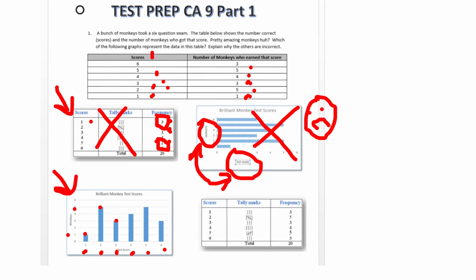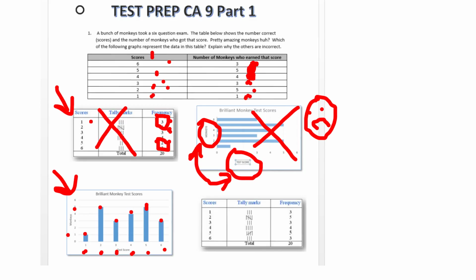When the test value is 4, when the test score is 4, then we should have a value of, it says 4 up here, and sure enough, it's 4 here on the graph. When the test value is 5, here the graph says that it should be 5, and sure enough it is. And then when the test score is 6, it says the number of monkeys that earned that score is 3, and sure enough that is true.